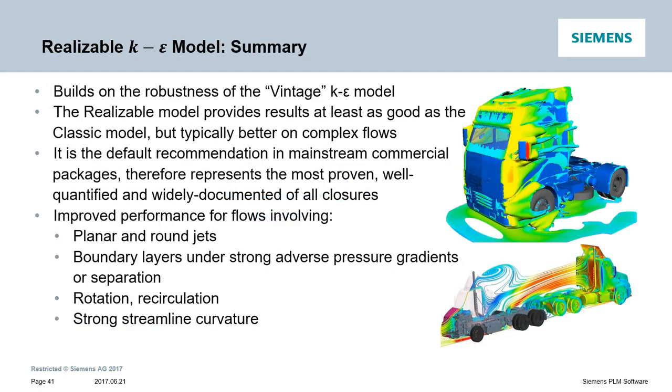To summarize, the realizable K epsilon model is built upon the robustness of the standard or vintage K epsilon model, and it provides results at least as good as the classic model, but typically better in complex flows. And as a result, it is the default recommendation in mainstream commercial packages, and therefore represents the most proven, well quantified and widely documented of all closures.